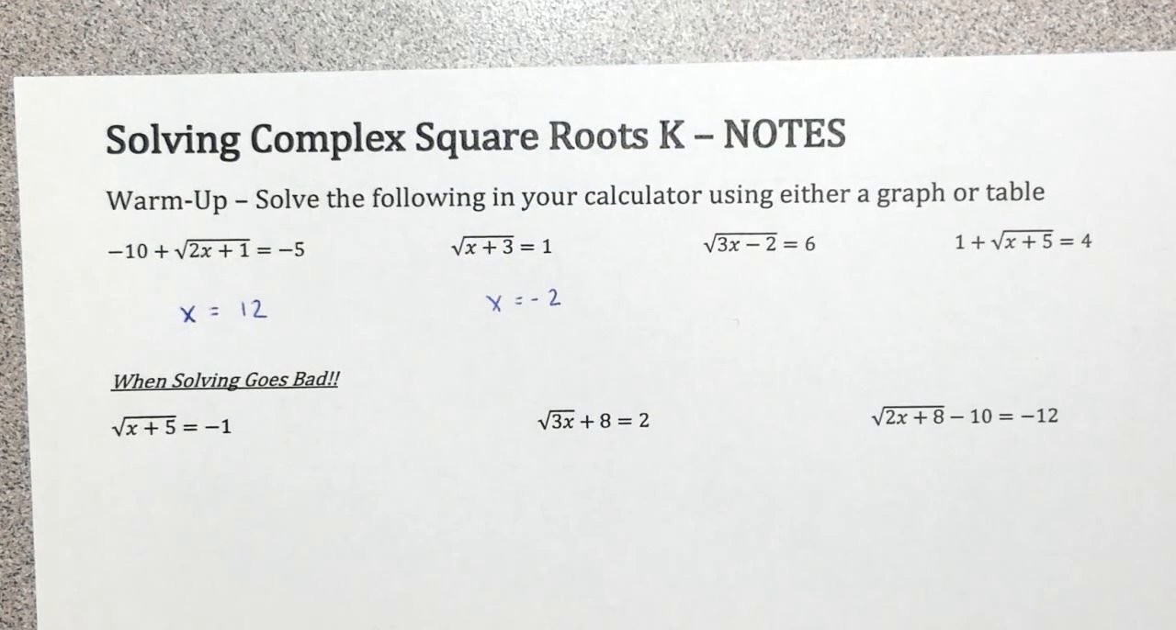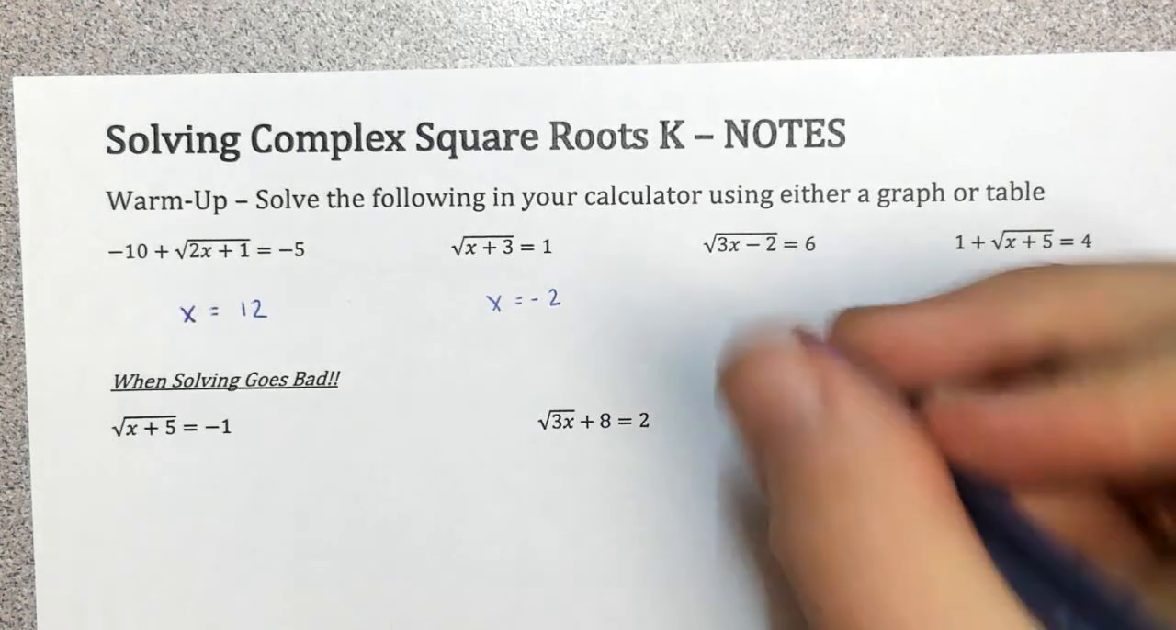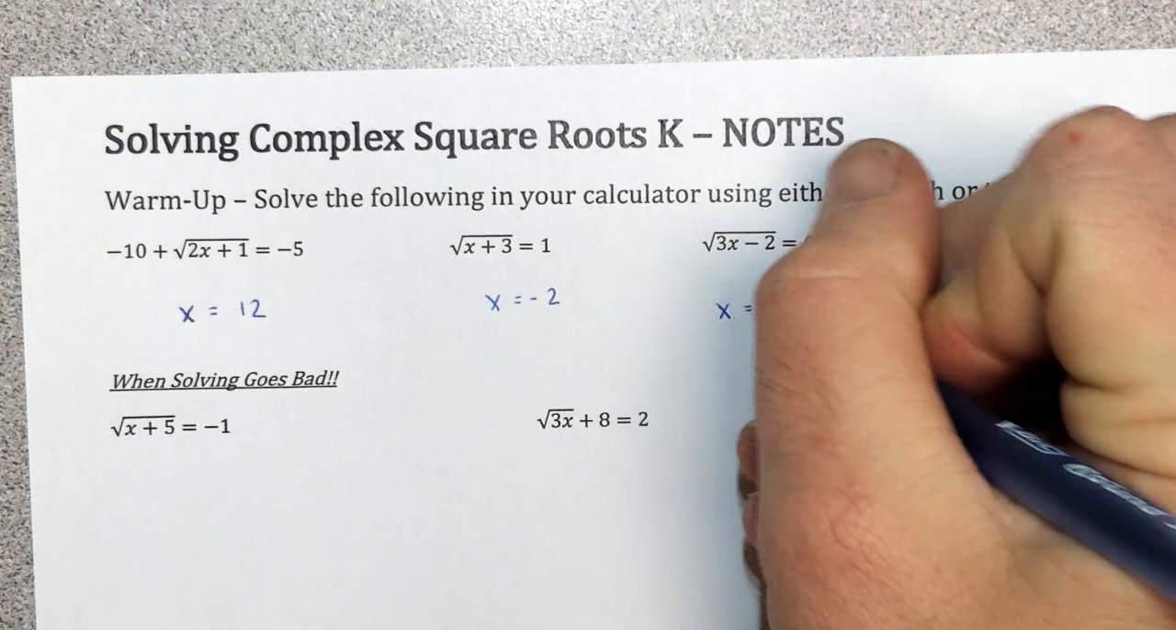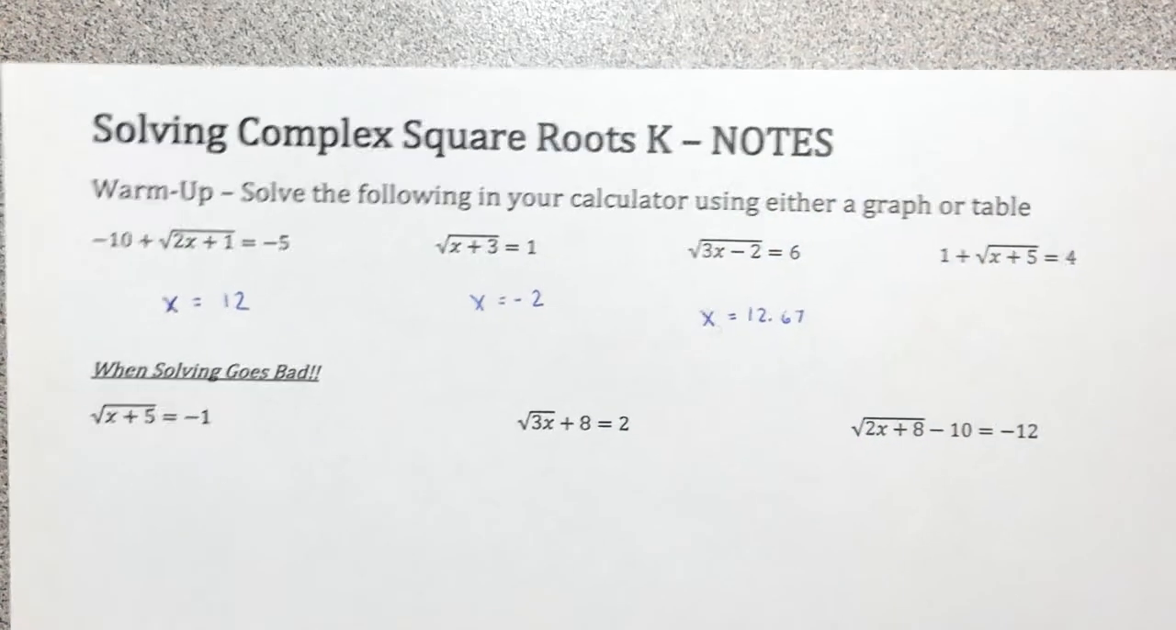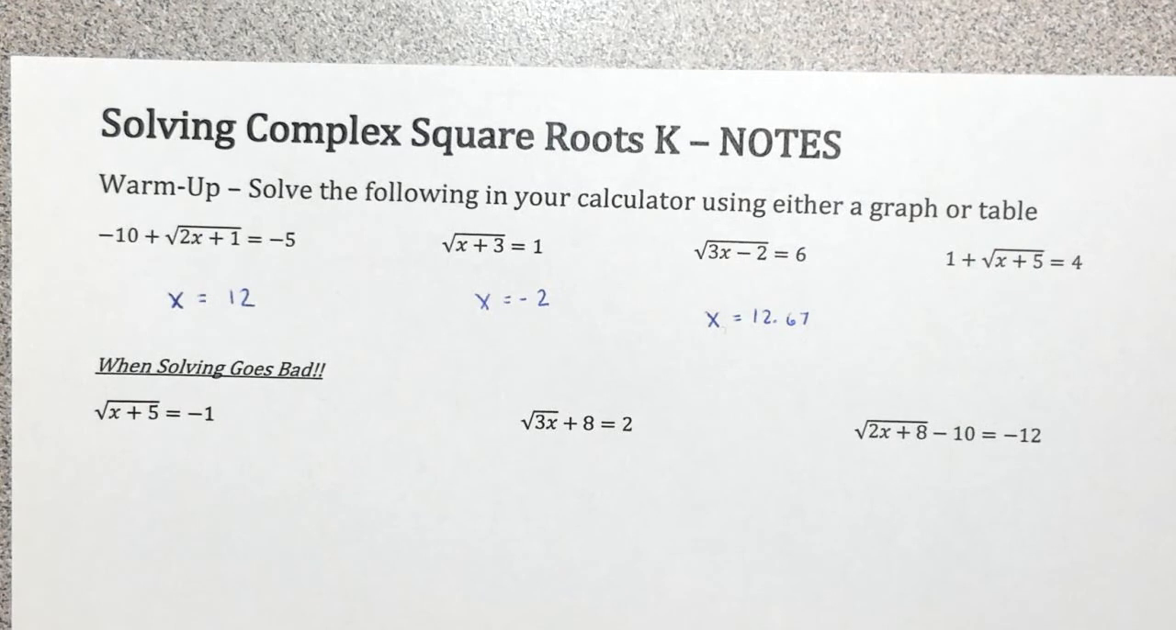Now this next one got a little weird because it wasn't exactly on the table, was it? No. So it happened in between two numbers. What two numbers? 12 and 13. Remember, if you want to find exactly what it is, you could go to the graph, do second trace intersect, and figure out what it was. If you did that, it came out to 12.67. Or if you said it's in between 12 and 13, I would accept that for now.